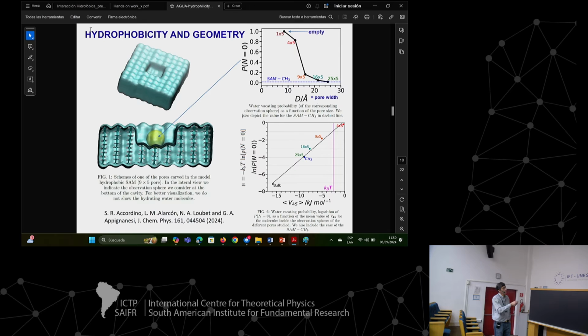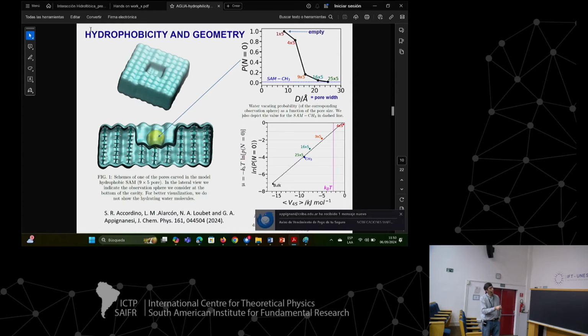This is the probability of cavity creation, to have this sphere here empty. And you see that, don't pay attention to this nomenclature, but basically this is the diameter of the pore. And you see that at first, it's almost always empty. When the pore is very small, it's always empty. And it begins to go to a value that is the limiting value for this self-assembled monolayer.